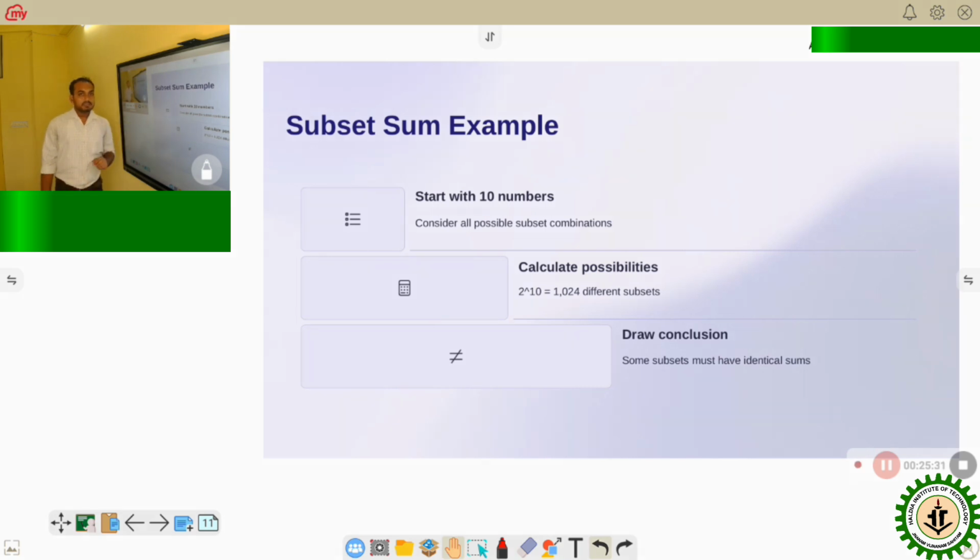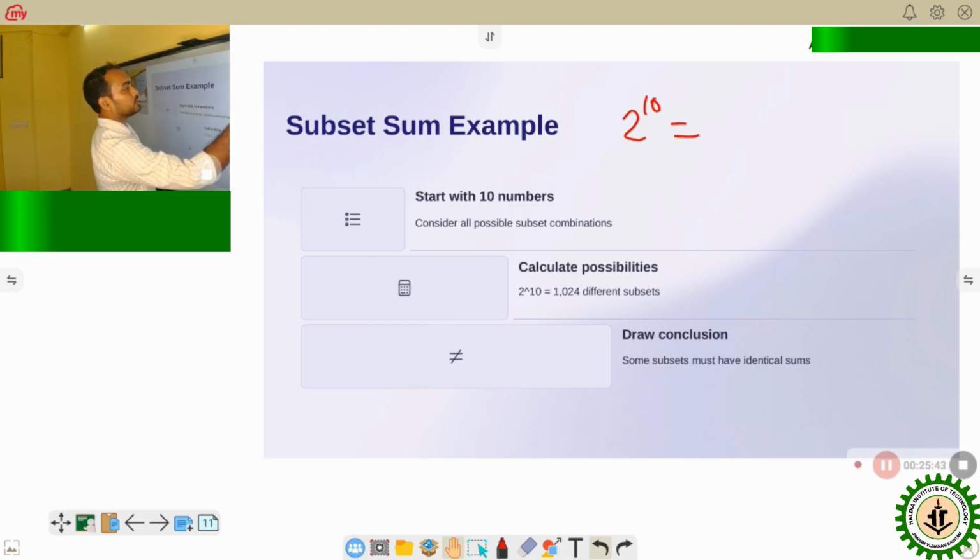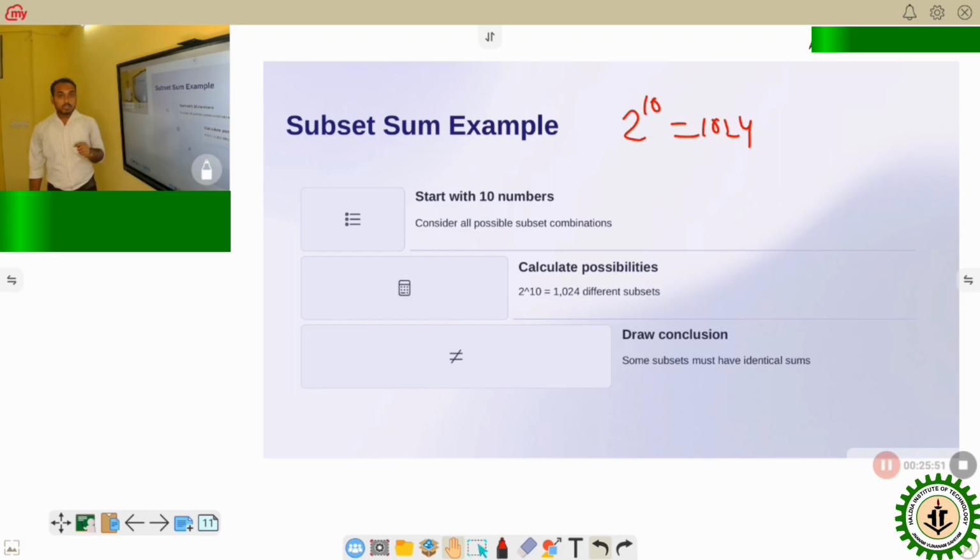Similarly, the applications of the pigeonhole principle can also be seen in the subset sum example. Suppose we have 10 numbers. The number of subsets will be 2 to the power 10, which is 1024. So we'll have 1024 subsets. Now we can draw the conclusion that at least two of the 1024 subsets will have the same sum.